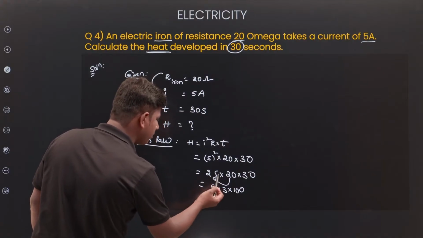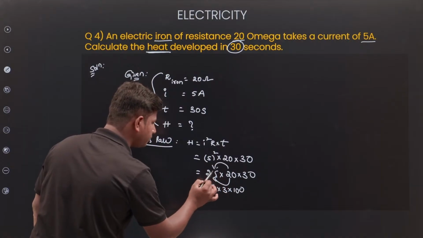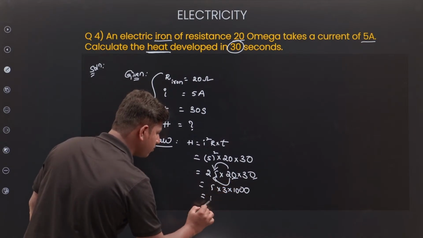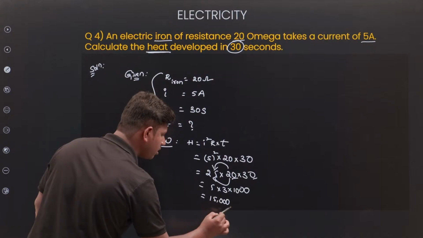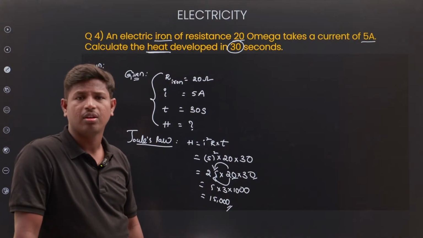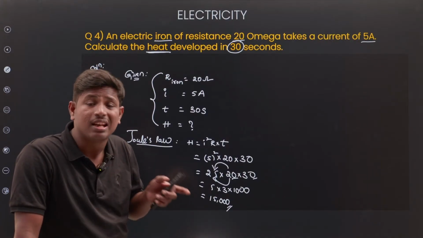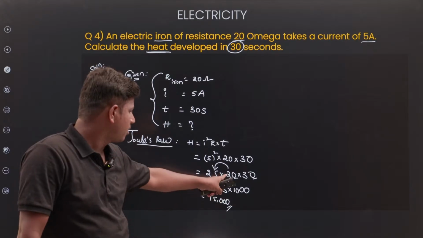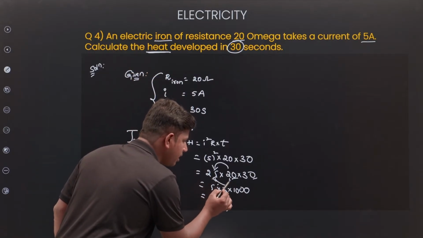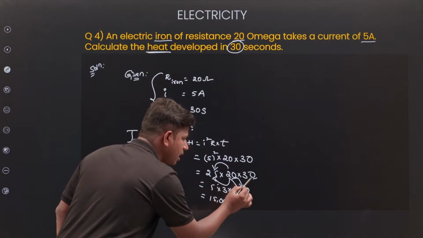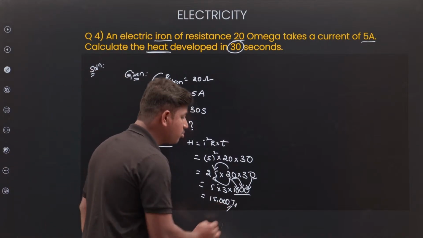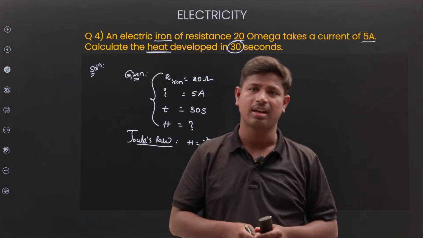Next, 25 into 2 is 50. Okay, zeros, one more zero. So 15,000. 15,000 joules is the amount of heat generated. 25 into 20 is 500, one zero added here, already this 0 and this 0, total 3 zeros. 5 threes are 15. So 15,000 joules of heat is produced in the given time of 30 seconds.